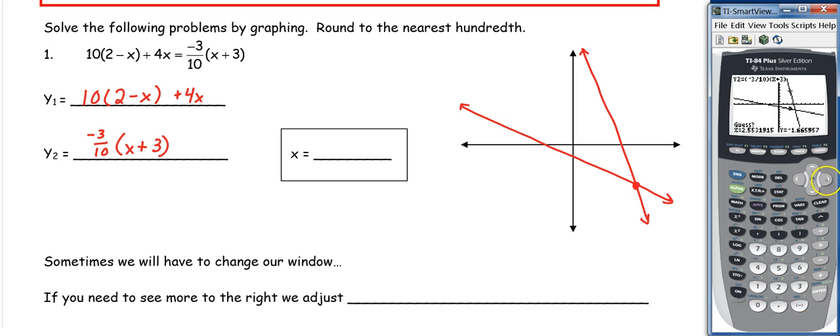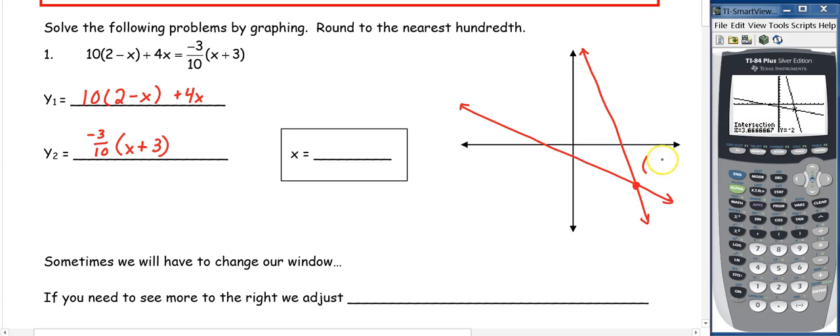When it says guess, move it close to the intersection. It doesn't have to be right on it, but somewhere close to it. Hit enter again, and then it'll say intersection. This is our point of intersection. So on the graph, we're going to label it. Remember, we're rounding, so 3.66. The third number is also a 6, which means we round up to 3.67, and our y value is negative 2.